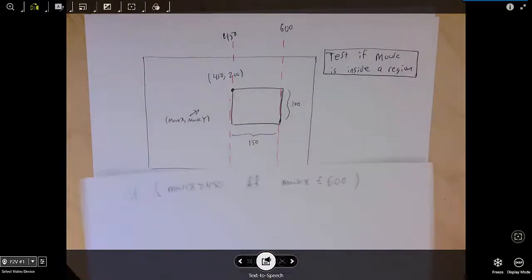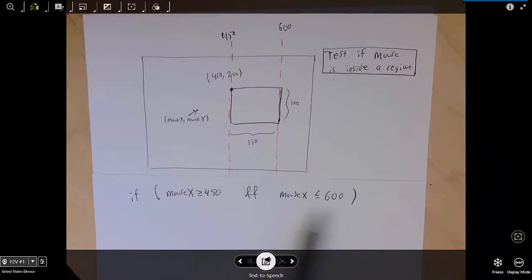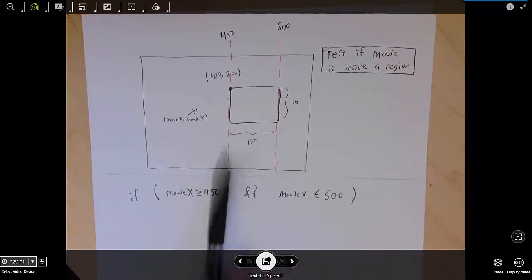And then once we've made our human question into a question about numbers, now we can rewrite it in code by taking the x coordinate we care about and asking if it's larger than a small x coordinate and also smaller than a large x coordinate. Is it between the two boundaries?